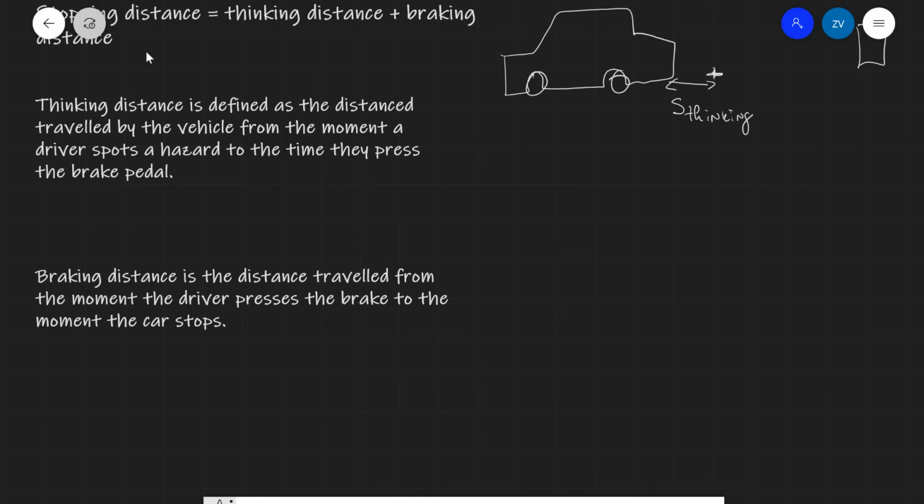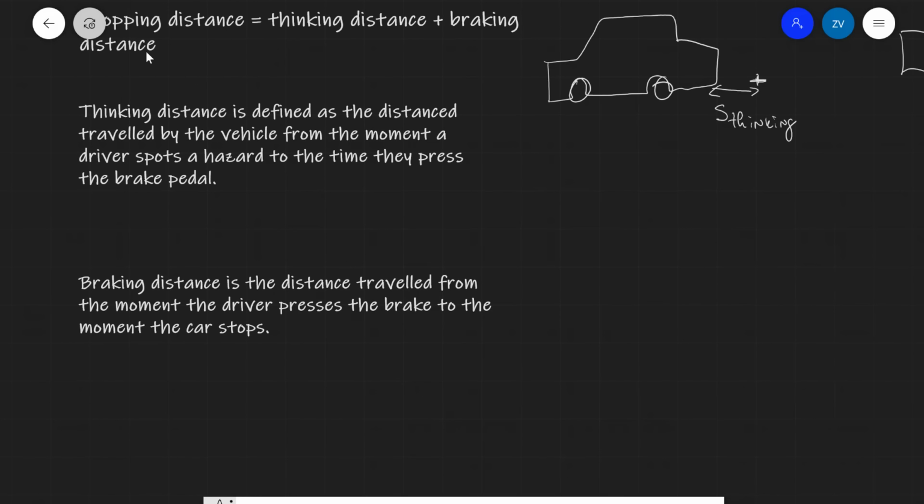Now, during that time, the car is just traveling at a constant velocity. So our thinking distance, which I've called s subscript thinking, will just be equal to the velocity of the car, let's call that u, multiplied by the thinking time. Let's just call that t.